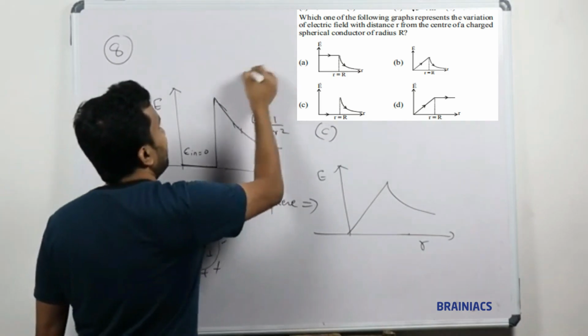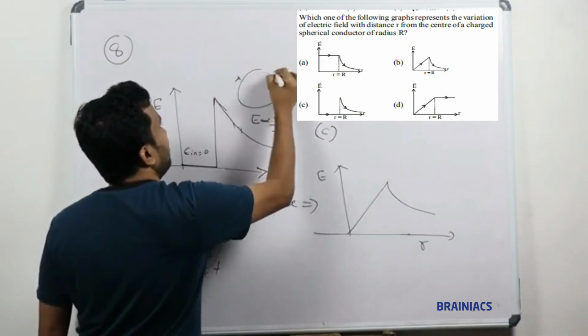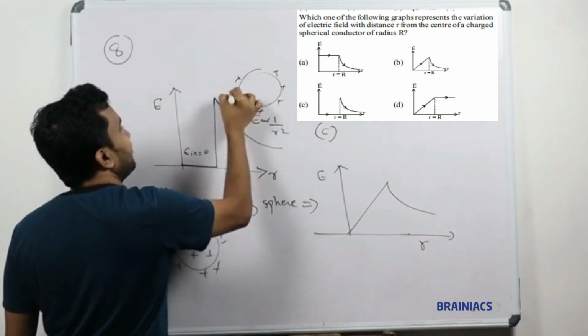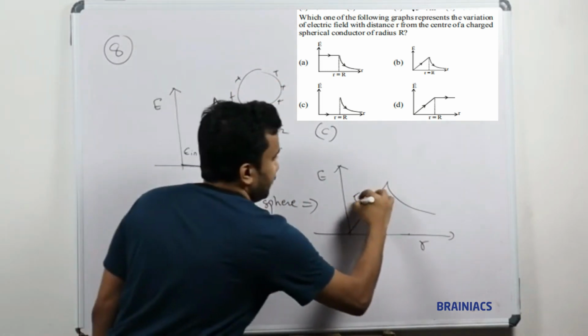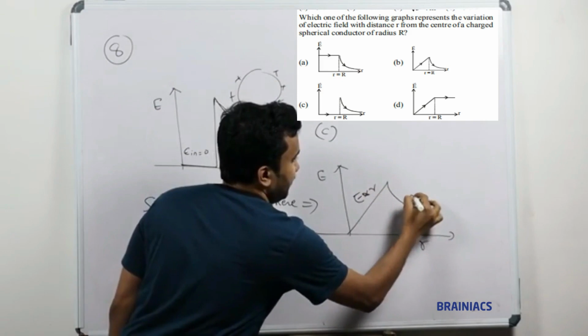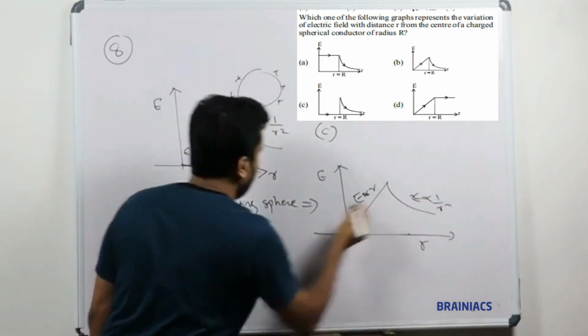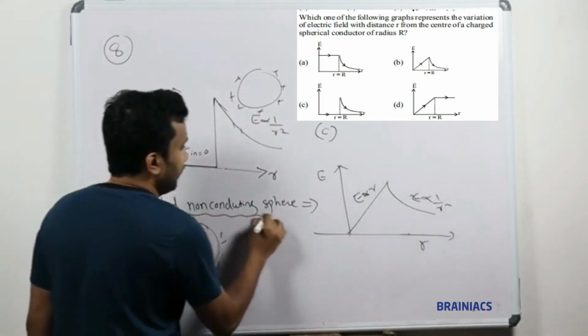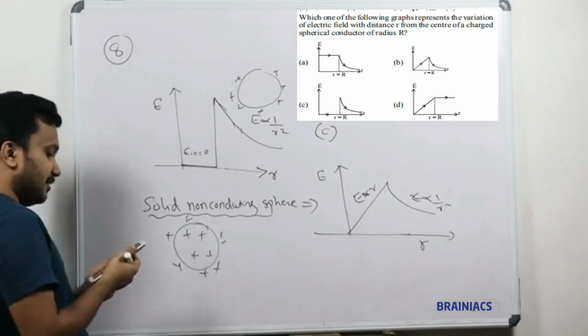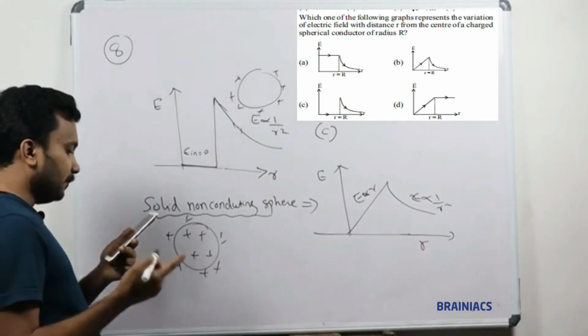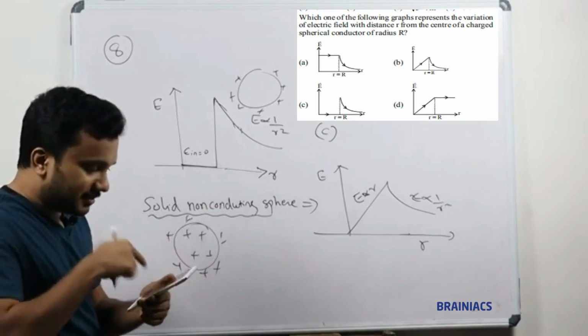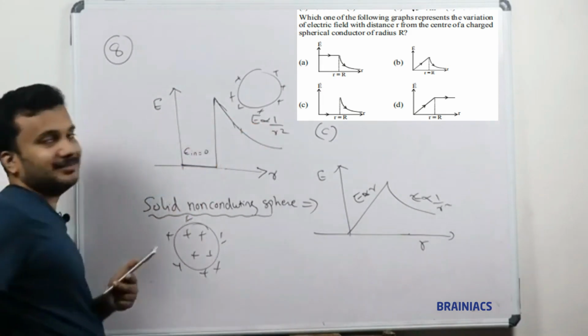Last class I told, right? In this case, charges are present only at the surface. Charges are not present anywhere else. So here E is proportional to R and E is proportional to 1 by R square. If it is a solid non-conducting sphere, then this will be the answer. In that case, option B will come, but in this question, the answer is option number C.